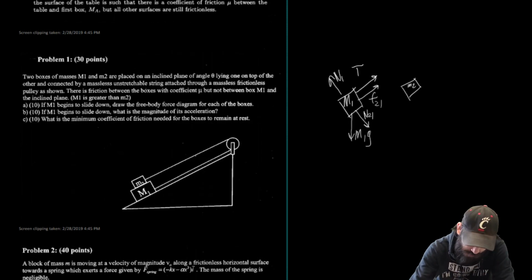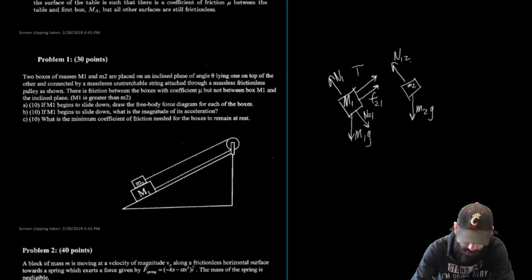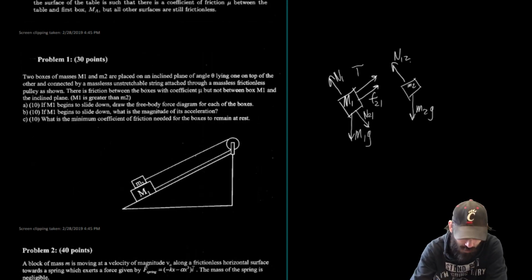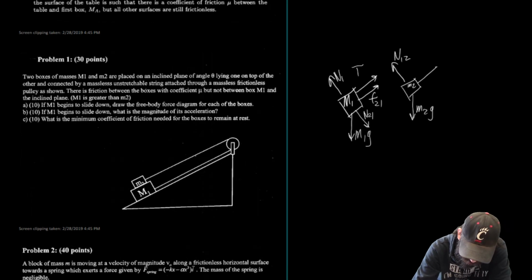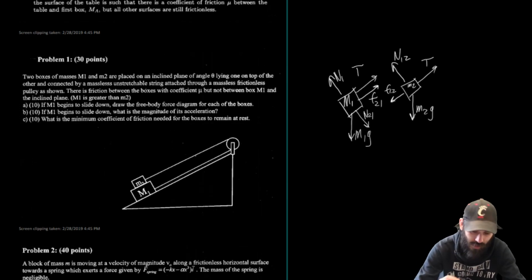Okay. Then when we're looking at mass M2, we have the force of gravity. This is going to be M2g. We have the normal force N12. So this is going to be the normal force that block 1 acts on block 2. We have the tension T, and we have the force of friction that block 1 acts on block 2. So this is going to be F12. And this is going to be opposing the direction of motion.